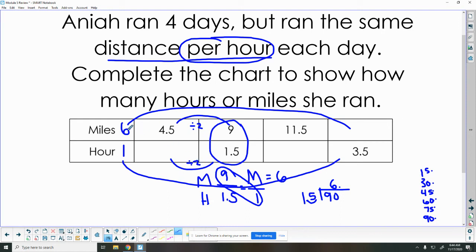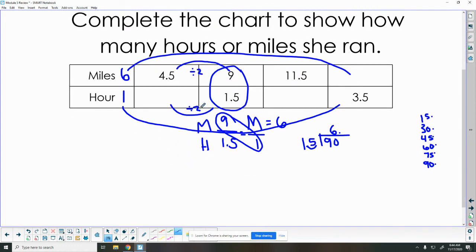Looking here, I don't see really an easy way to get from 6 to 11.5, and I don't know what this one is here. And there's not a nice way to get from 9 to 11.5. So I can set up a new problem though. I know when I go 6 miles that it's been 1 hour, and I want to know if I go 11.5, how many hours is that? So we're looking for this one here. You can just set up different ratios for each part. So we'd crisscross multiply and divide, and that will tell me how many hours.